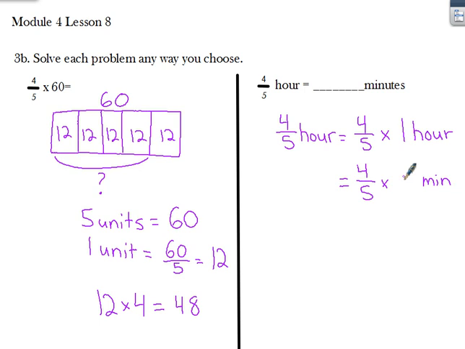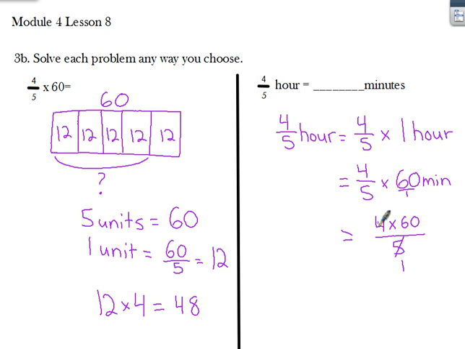Well, I know in 1 hour there are 60 minutes. So I'm going to figure out what's 4/5 of 60 minutes. Now I create that 2 numerator, 1 denominator fraction because 60 is really 60 over 1. So this becomes 4 times 60 over 5. Now I'm going to use a factor to help me to simplify so that I don't have to work with such large numbers. I know that 5 goes into 5 one time.